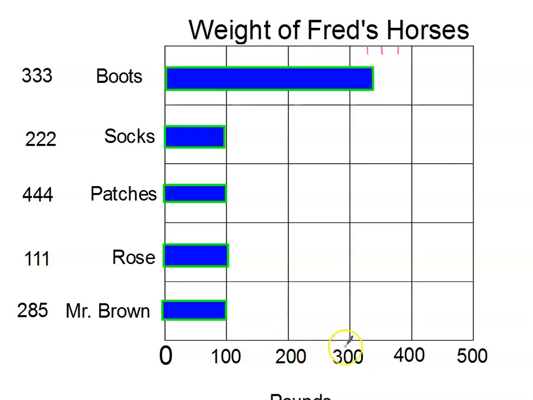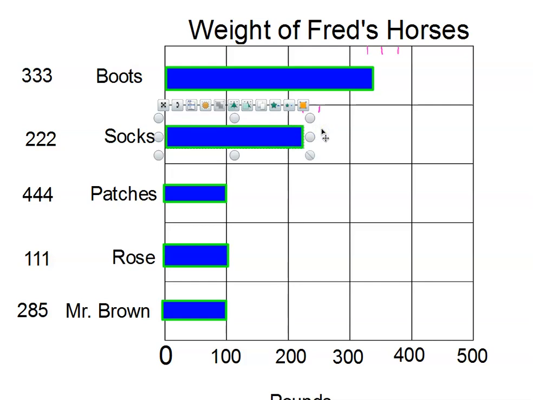222. So I want to be between 200 and 300. Halfway is 250, and there's about 225. So 222 is basically going to be right to the 225. That's great. It moved again. Basically to the 225.